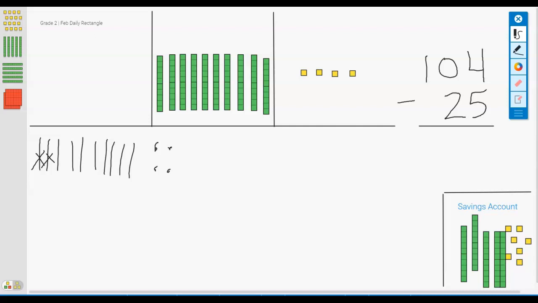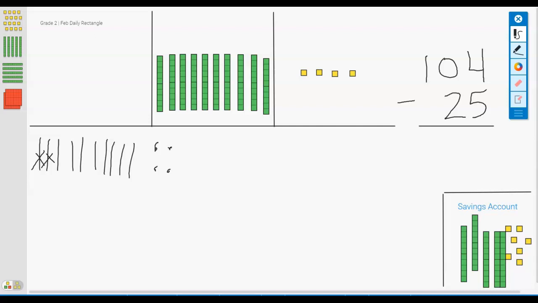Now I'm left with 1, 2, 3, 4, 5, 6, 7, 8 tens. Well, I still need to take 5 more away. Thumbs up or thumbs down? Do I have 5 ones to take away? Thumbs down. I don't. I only have 4. What can I do to get more ones?